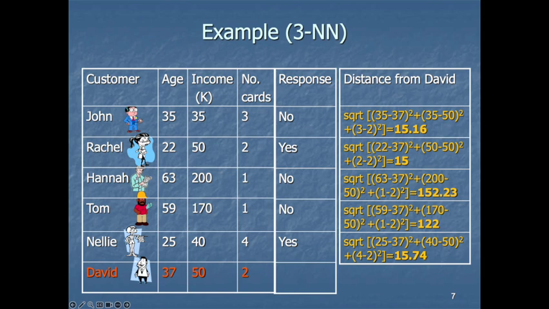So we have to check what are the class labels for these. For example, for John and David, the response was no. For Rachel and David, the response was yes. And for Nell and David, the response was yes. Now we use the majority voting. We have one no, two yes. Therefore, we predict yes for David, because we had two yes versus one no.